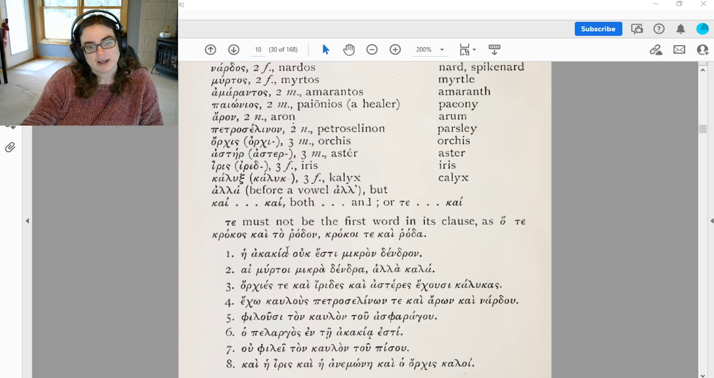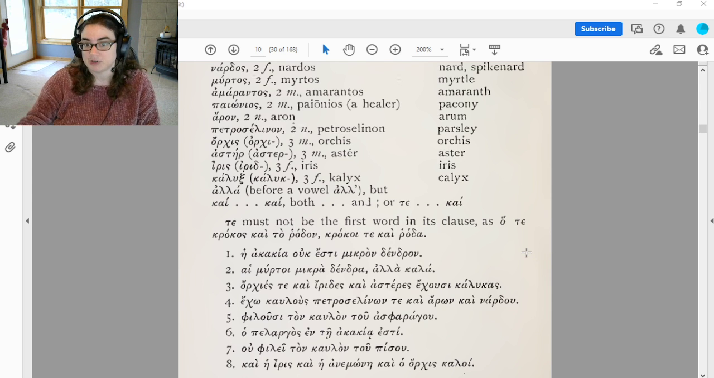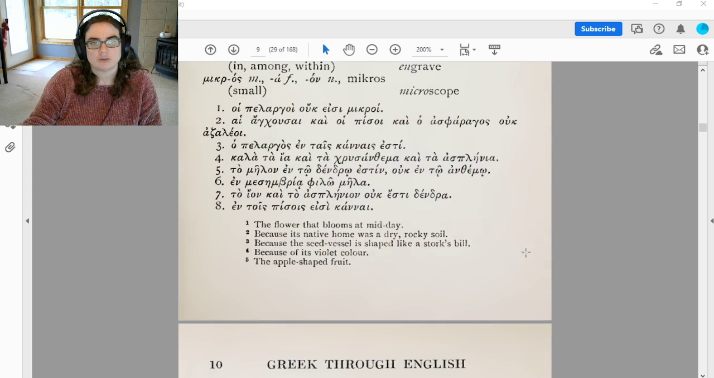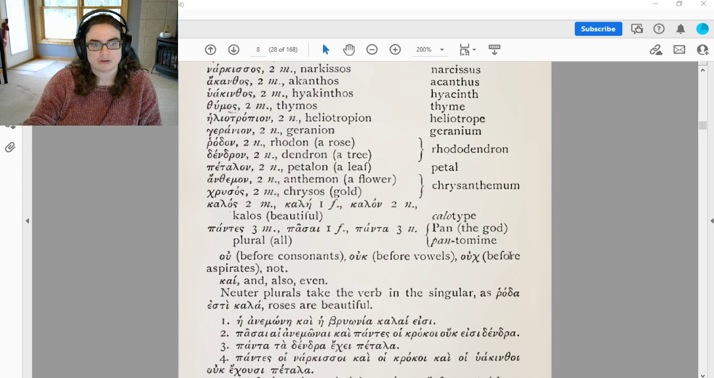Hey, akakia ouk esti mikrodendron. The acacia is not a small tree. Very true. I think they were using dendron to mean something else though earlier. What were they using dendron for? Oh, a tree. Okay.